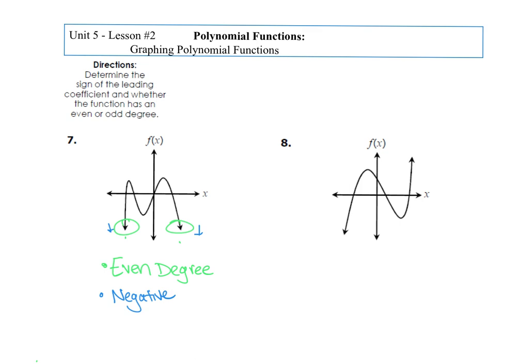Now on number 8, look at where my arrows are going, and it comes down to how these arrows both end. They end in opposite directions. Because they end in opposite directions, this is an odd degree. One's up and one's down. Now, when you have an odd degree, whether it's positive or negative comes from the one on the right side, this one right here. It's ending up. If we end up, that is like positive numbers, right? So this has a positive leading coefficient.